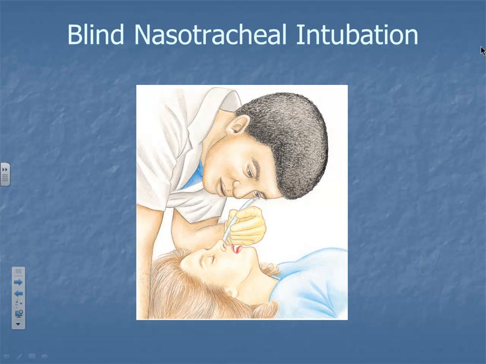Now, when you actually perform the skill, he looks like he's looking down that tube, doesn't he? You can't see anything down that tube. What he's really doing, what they should be doing, is listening to the tube. Because your patient's breathing, right? So when he takes a breath, you know that epiglottis is up. So you just slide that thing in.